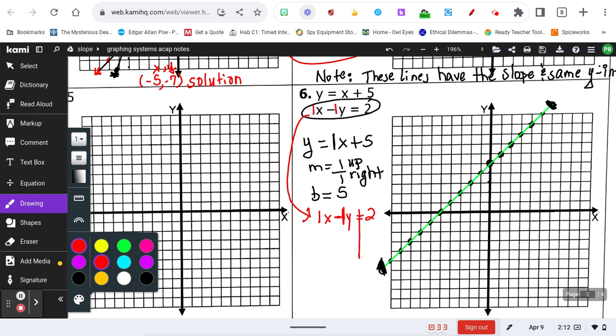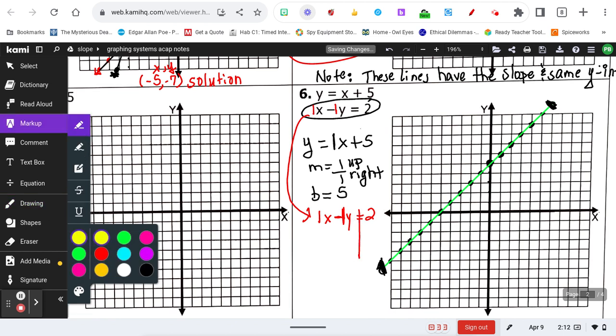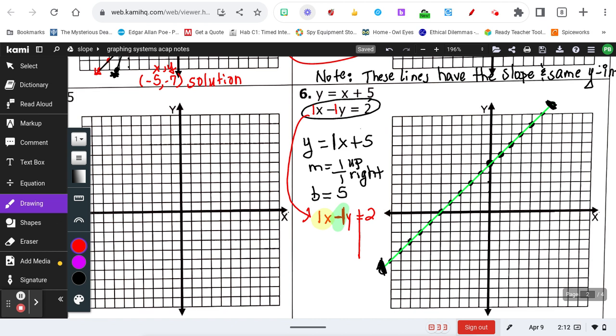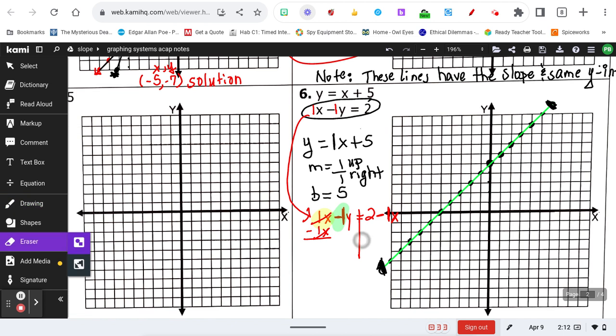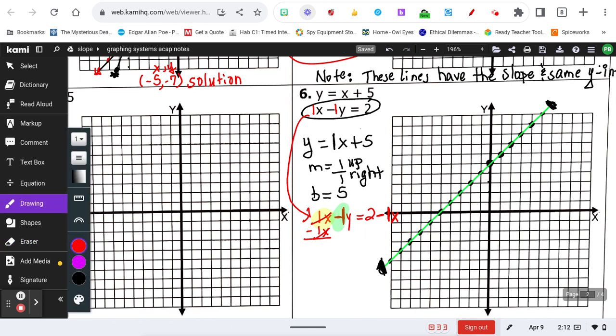All right, I'm going to solve. So the things that are keeping me from having y by itself are the 1x and the negative 1. Well, the 1x is completely free from the y, so I'm going to make a 0 pair with it to get rid of the whole thing. Now I end up with negative 1y equals to 2 minus 1x.